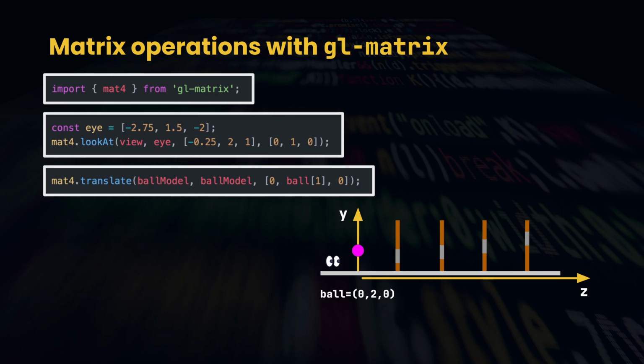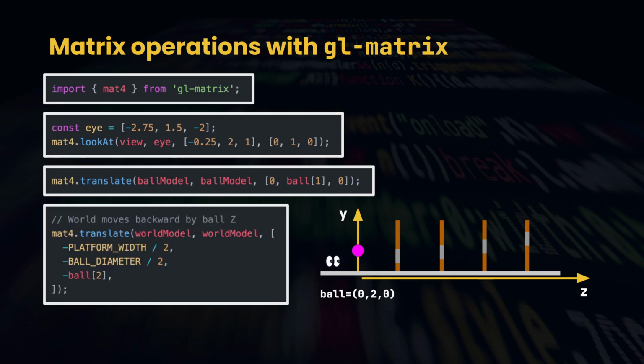Let's also add the world model, the platform and the gates. To show that the ball moves forward, we translate the world model backward by ball z. And so, if the ball moves 5 units forward, the world model moves 5 units backwards, which reflects the ball movement. And that's how simple it is to render our world.